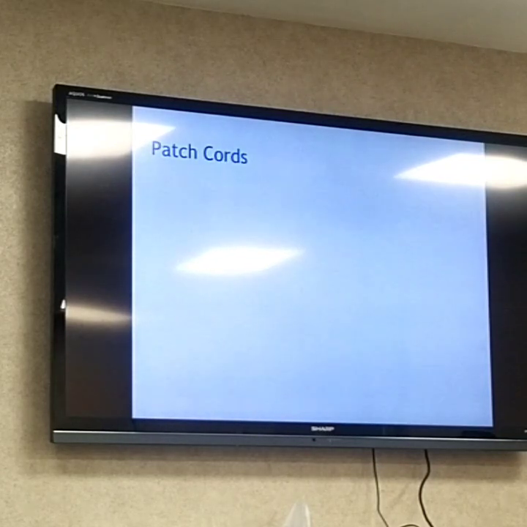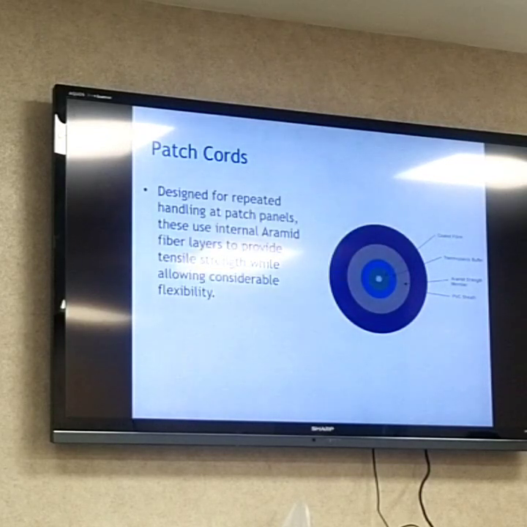Patch cord. What is the difference between patch cord and patch panel? One of them is short, one is longer. One has two connectors, one on each side, and the other has just one connector, and the other side will normally be spliced to the cable. Patch cord is designed for repeated handling and patch panel. These use internal armored fiber layers to provide tensile strength while allowing considerable flexibility.